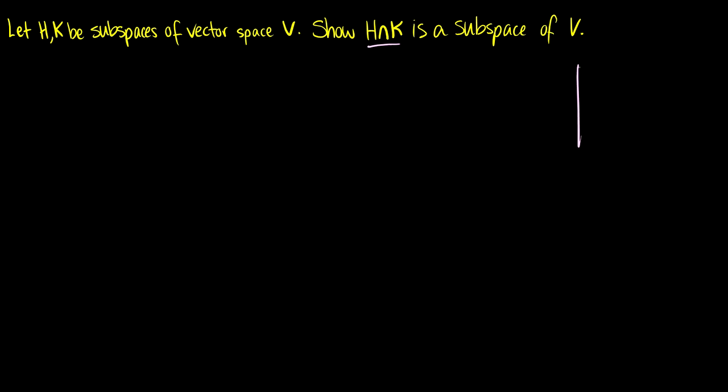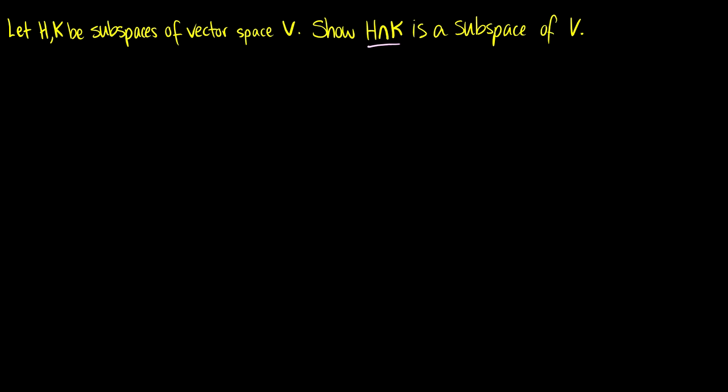So if we have a subspace H that looks like this, and say we have a subspace K that looks like this, then we want to show that the intersection of the two, which will be this little line here, is also a subspace. So visually, that's kind of what we're looking at.